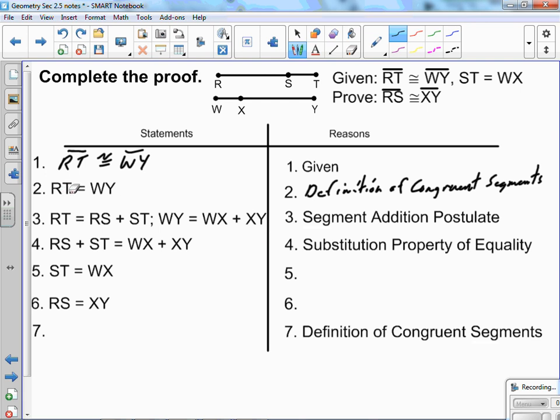Now, since RT is equal to WY and RT is equal to RS plus ST, WY is equal to WX plus XY, then we use a substitution property to replace RT with RS plus ST. WY gets replaced with WX plus XY. So that was a substitution property of equality.